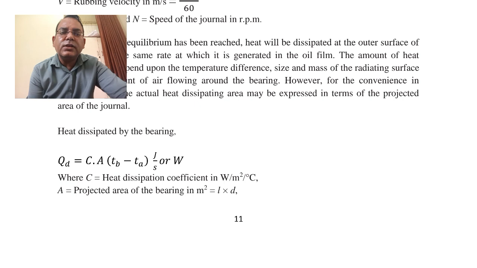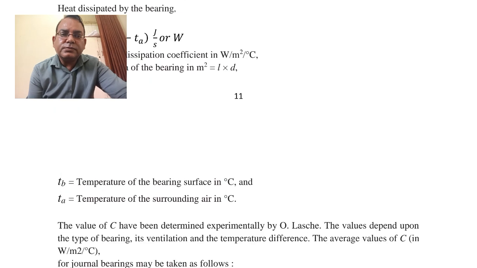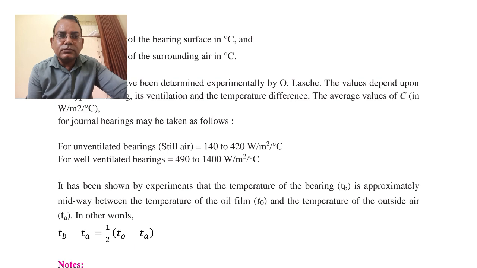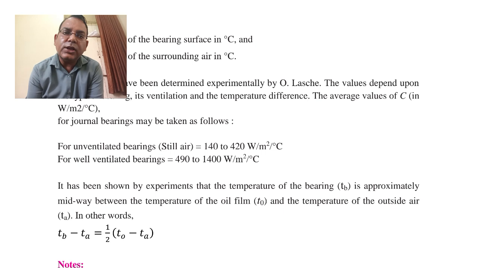If bearing temperature is not given, then the temperature of oil film will be given. For that condition, instead of T_B minus T_A, we will use half of T_0 minus T_A. Now I will tell you about the value of C, the heat dissipation coefficient. For unventilated bearing, we use 140 to 420, and for ventilated bearing 490 to 1400. Depending on what type of condition is given in the design problem, we can use the value of C.